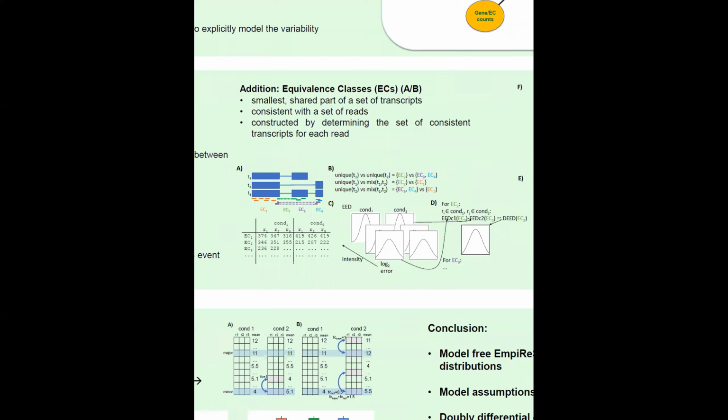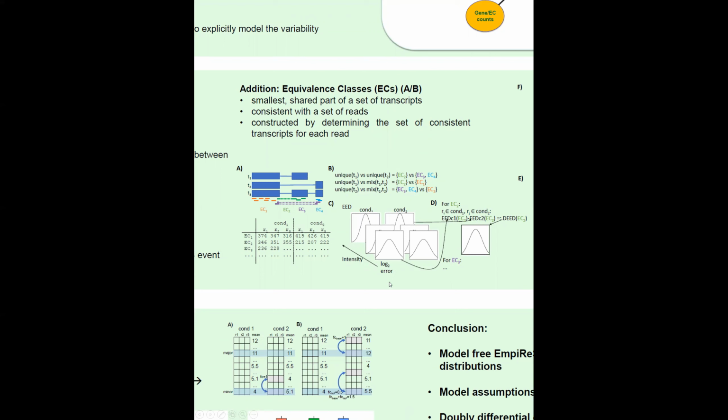Equivalence classes represent the smallest shared part of a set of transcripts which is consistent with a set of reads. They are constructed by assigning reads to its potential transcripts of origin. Here in figure A, we see how reads are assigned to their equivalence class. In B, we see the potential pairs that are then later evaluated for each transcript pair in order to determine if they are differentially alternatively spliced.